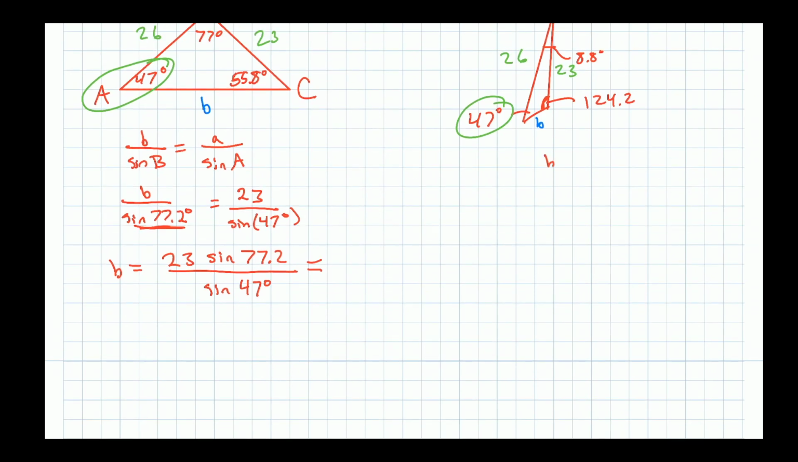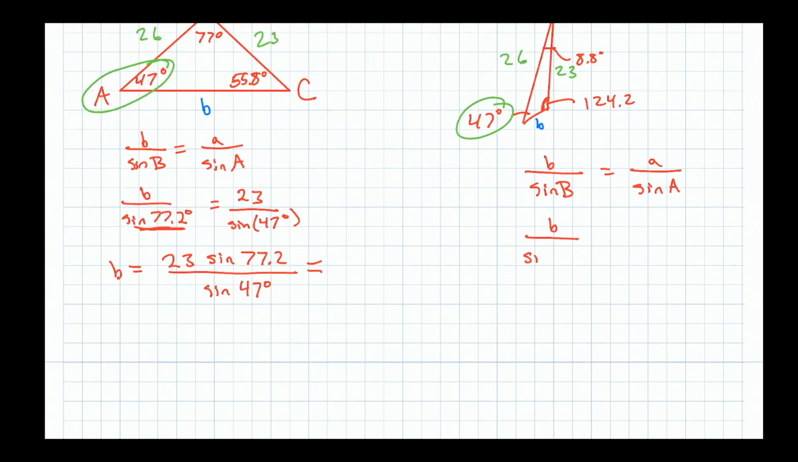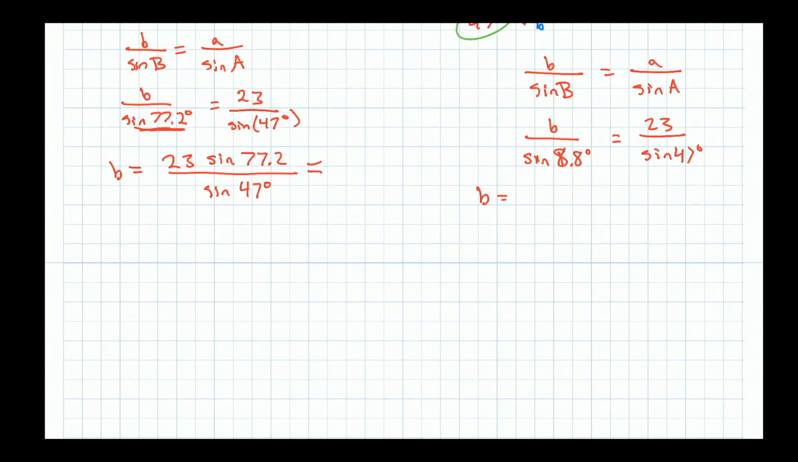And this one over here, if you did the same thing, you don't need to do it at the same time. But like that, B over sine B, but what's B this time? 8.8, a different number. And then A, 23, over sine 47. So on this one, B is equal to 23 sine 8.8 over sine 47. So you have these two, and this is going to give me one answer for B, and then a second answer for B, just because there are two different triangles.